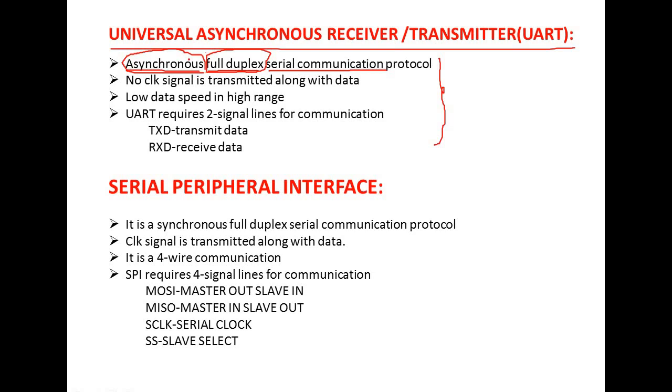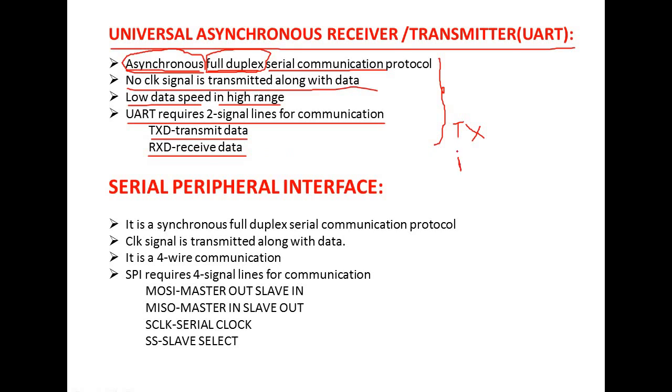Here, as it is asynchronous, no clock signal is transmitted along with the data. And as it is asynchronous communication, the data speed is low, because you are transmitting start bits and stop bits. And UART requires two signal lines for communication. One is the transmit data, another one is the receive data. Remember, two lines are required for communication in UART.